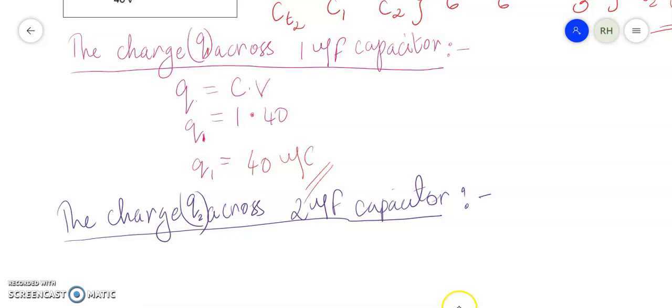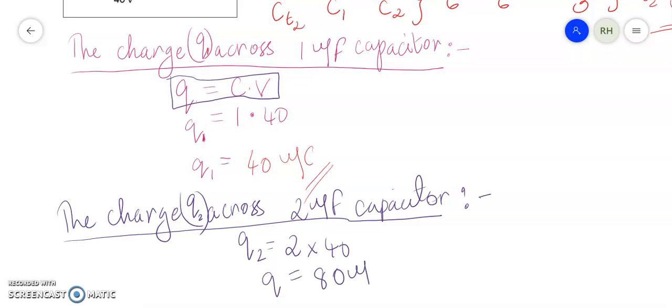Okay, so again the same formula, which is Q is equal to C times V, and Q2 is equal to, so the capacitance C is 2 microfarad and voltage is 40. Okay, so the value for this charge across 2 microfarad capacitor is 80 microcoulombs. So that's the answer for your charge across 2 microfarad capacitor.